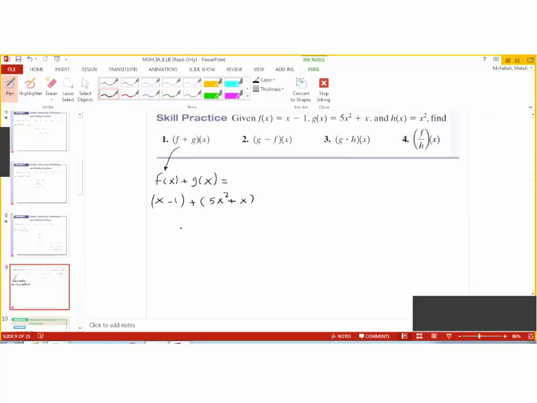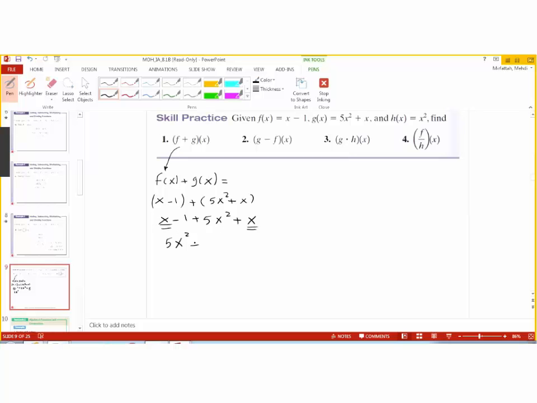So you basically add these up. So you would get x minus 1 plus 5x squared plus x. You combine like terms, you write them in order. So here we get 5x squared plus 2x minus 1. So you add the polynomials. For the second one, you take g of x minus f of x. So look for g of x given to me as 5x squared plus x minus f of x, which is given to me as x minus 1.